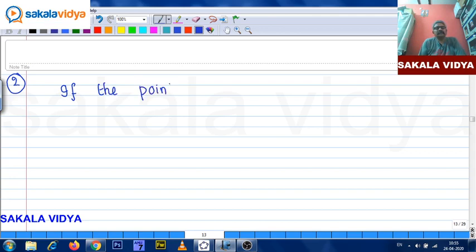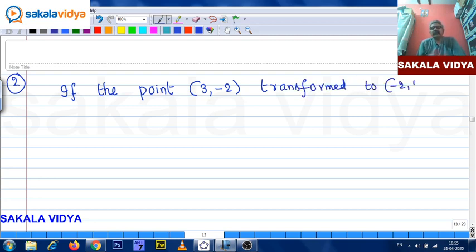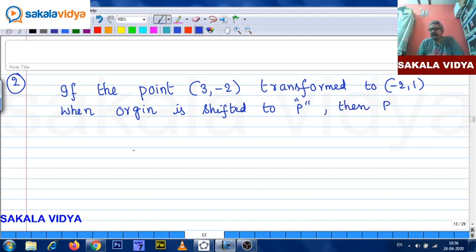If the point (3, -2) is transformed to (-2, 1) when the origin is shifted to P, or the origin is shifted, then the origin is shifted to P. That means point P.